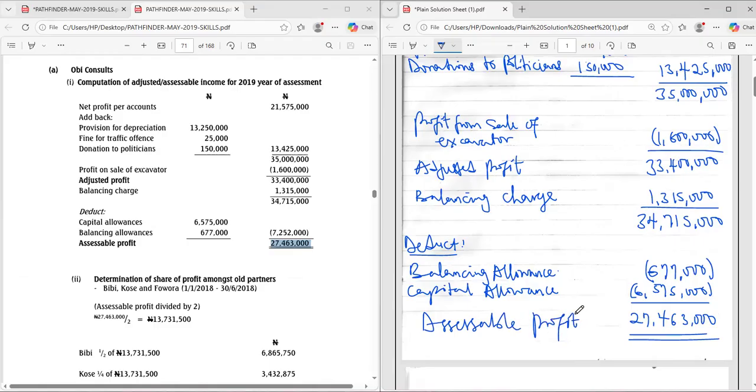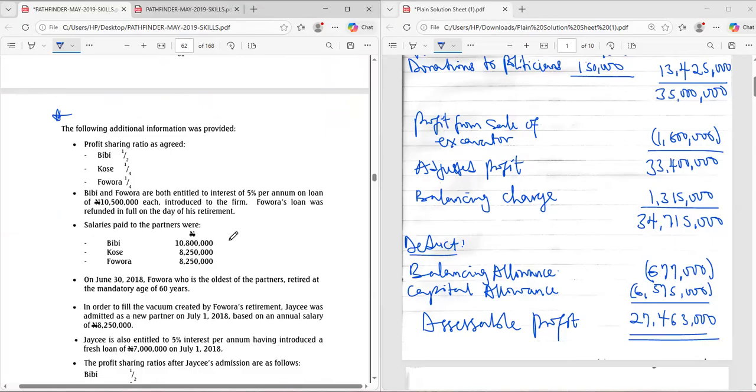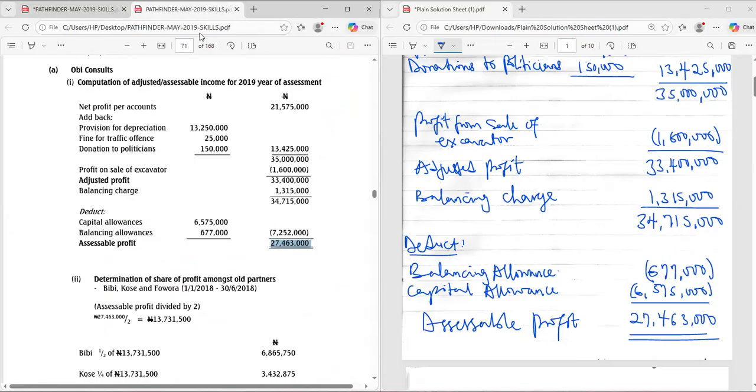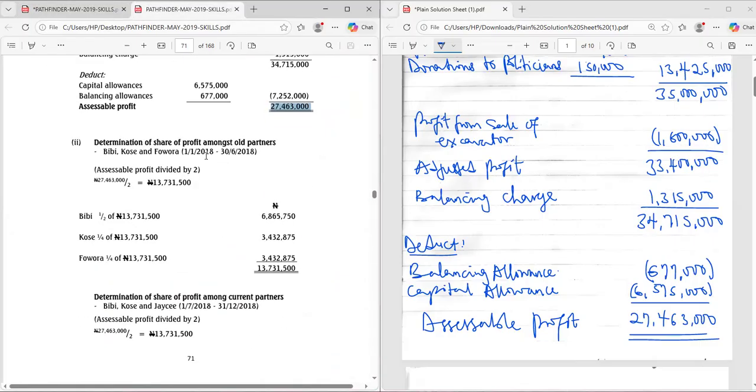Any challenge with this? No challenge. All right. If that is done, what is the next requirement? It said determine the share of profit among the partners. I'm going to be doing that here.